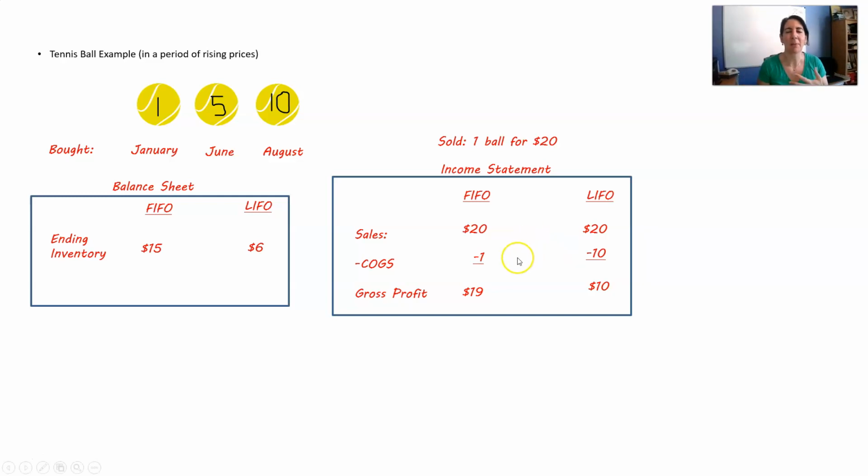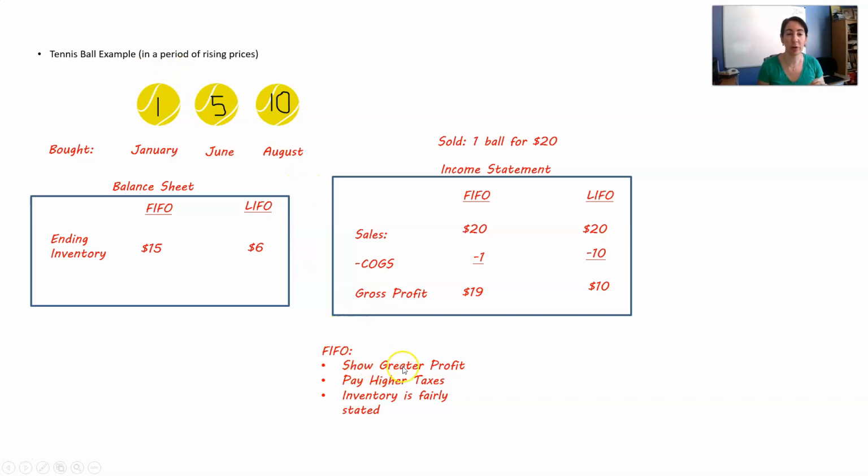All right, but let's talk positives and negatives. All right, if it's FIFO, you're going to show greater profit, right? As long as it's a period of rising prices. Everything I'm saying here is as if it's a period of rising prices, meaning that the costs are going up over time. If they were going down, pretty much everything I'm saying right now would be reversed. So we're just going to stick with rising prices, which is more normal. Prices tend to go up more than they go down. So we're going to stick with that.